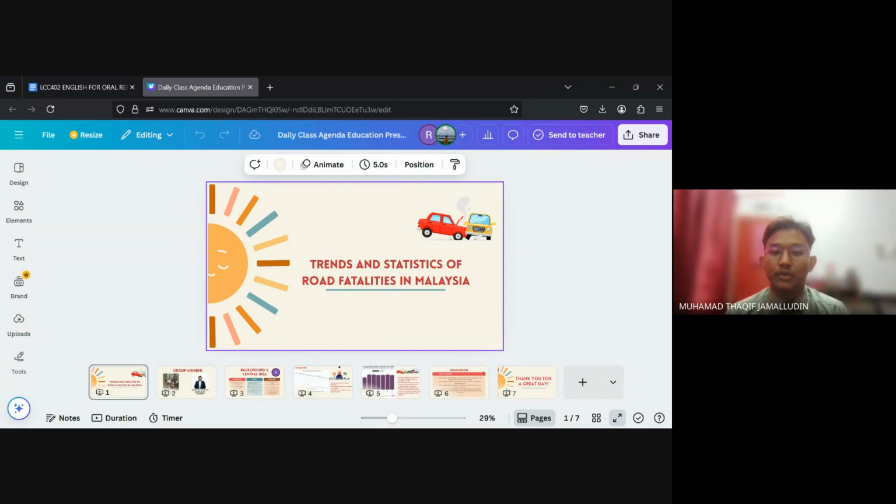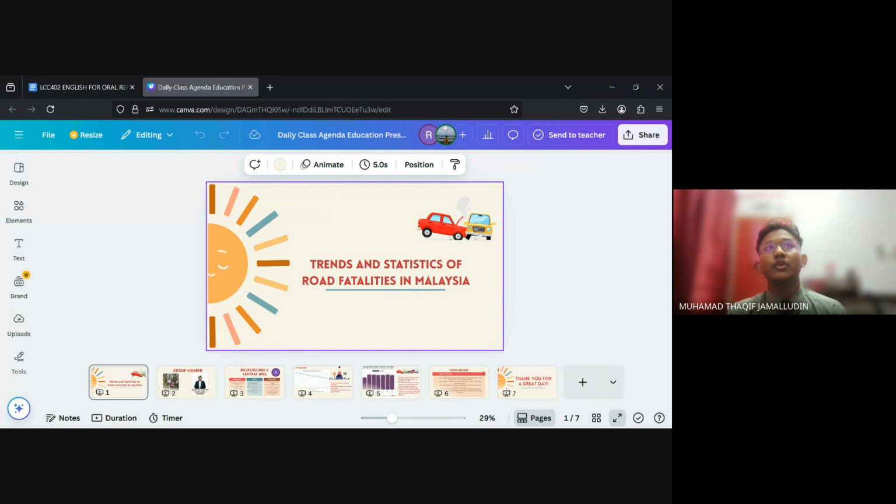Assalamualaikum warahmatullahi wabarakatuh. So today, my partner and I are going to present about the topic, trends and statistics of road fatalities in Malaysia. But before that, let me introduce our members. First of all, my name is Muhammad Takif bin Jamaluddin, and my partner's name is Razli Afiq Jazimin bin Razmil Azhar.